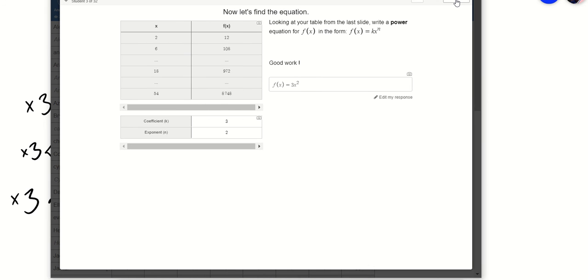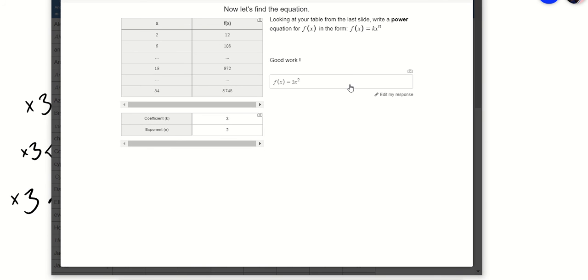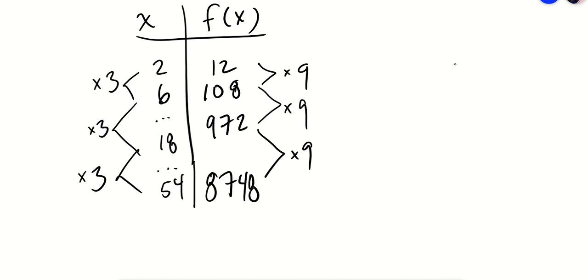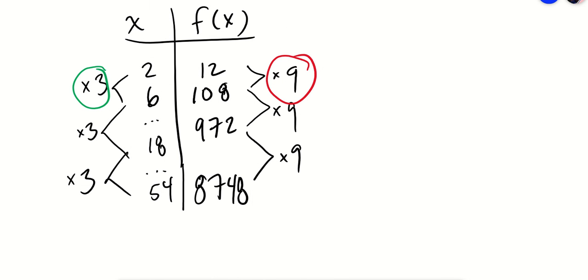So now we're going to try and find an equation for this one. It's already typed in here, but let's see how we find that. So we've got our table here. First we need to find the exponent, and then we can find the coefficient. To find the exponent, we have to figure out 3, this number, to what power n equals 9, this number. So we've got 3 to the power of n equals 9.